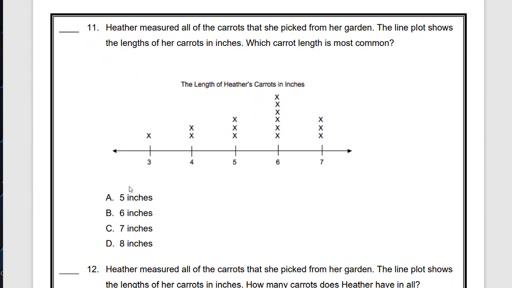Danielle, go ahead. It's measured the weight of all the trees. Wait, where? The line shows the weight? What are you reading? This is question number 11, right?